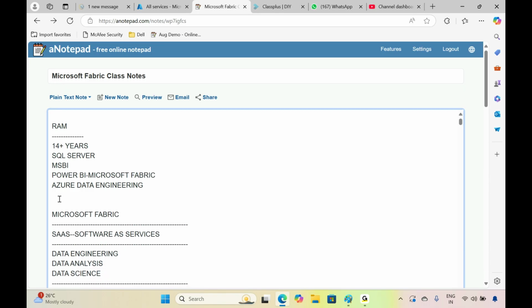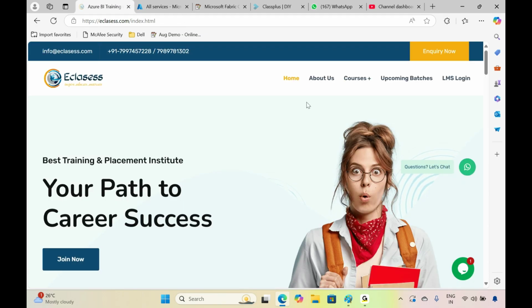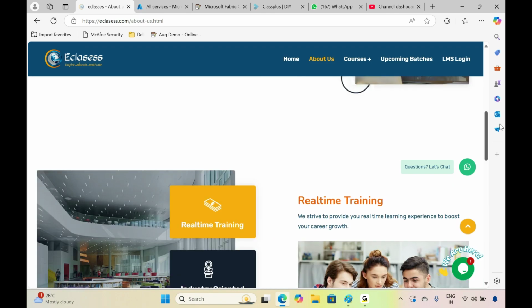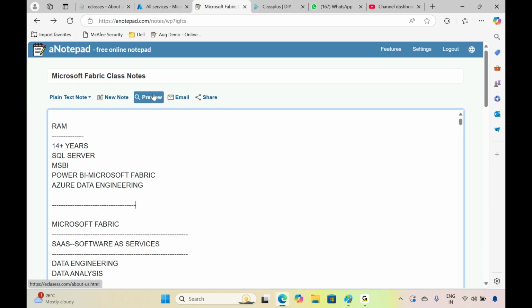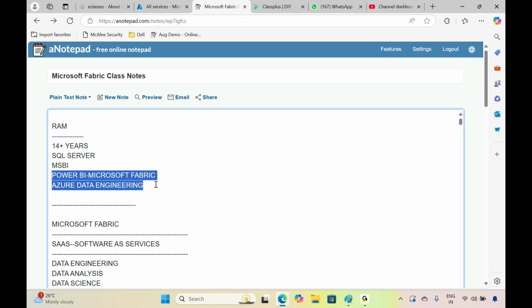I have written some books as well, and we started our e-classes training institution. You can see our e-classes website, and it is located in Hyderabad. I have given trainings on all these technologies which we offer from e-classes, like SQL Server, MSBI Stack, Power BI, Microsoft Fabric, and Azure Data Engineering. Currently, we are providing trainings on Power BI, Microsoft Fabric, and Azure Data Engineering.